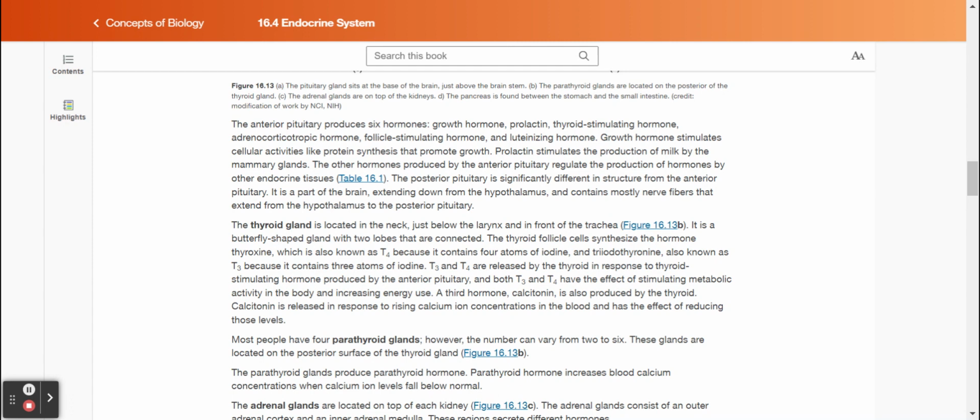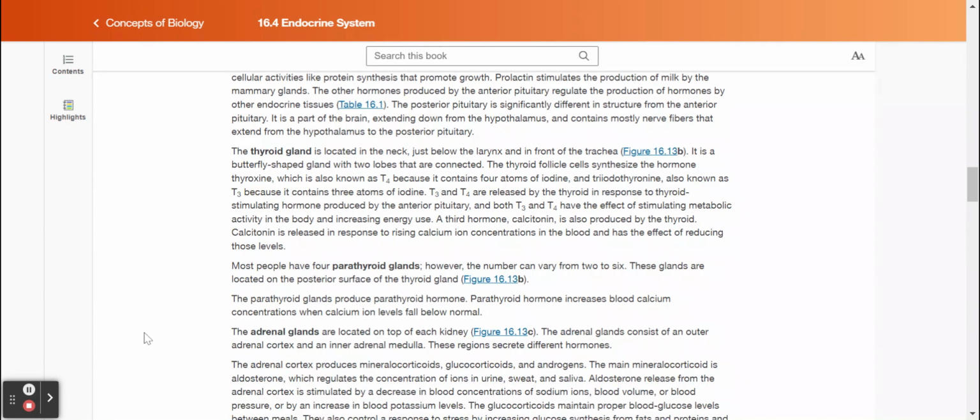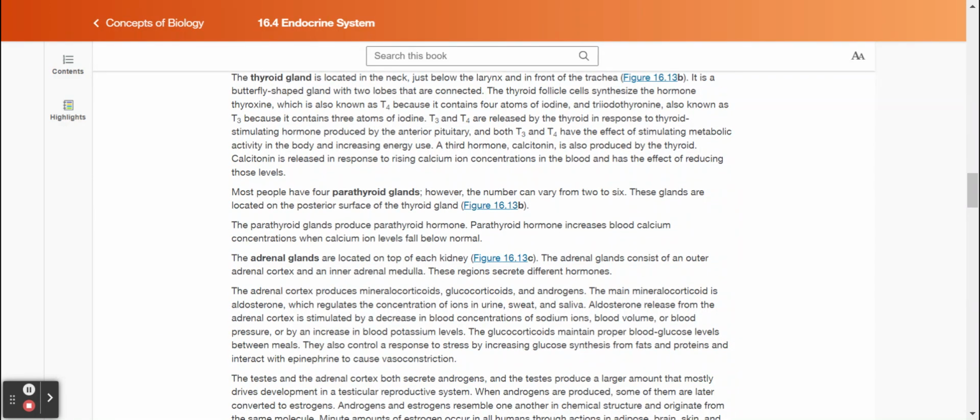The thyroid gland is located in the neck, just below the larynx and in front of the trachea. It is a butterfly-shaped gland with two lobes that are connected. The thyroid follicle cells synthesize the hormone thyroxine, which is also known as T4 because it contains 4 atoms of iodine, and triiodothyronine, also known as T3 because it contains 3 atoms of iodine.